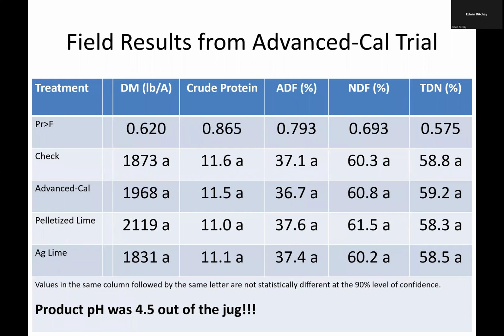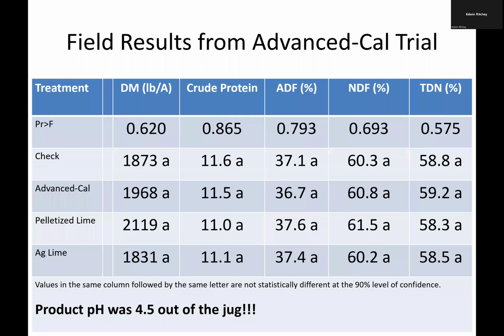We looked at dry matter, crude protein, ADF, NDF, and TDN. No difference in any of those numbers. So not happening. And just a little math to show you why it didn't.